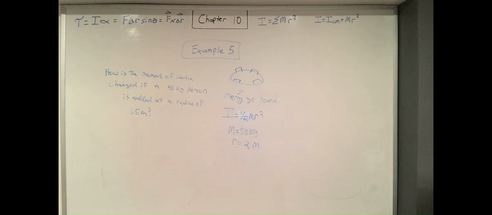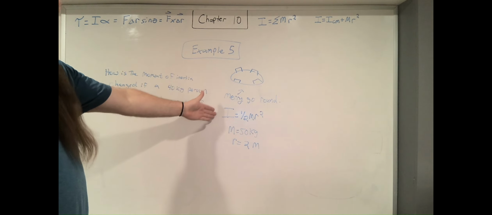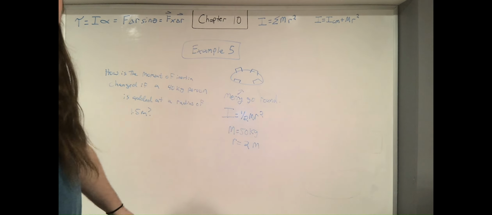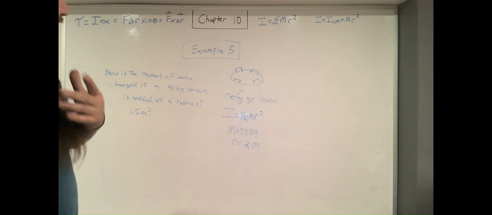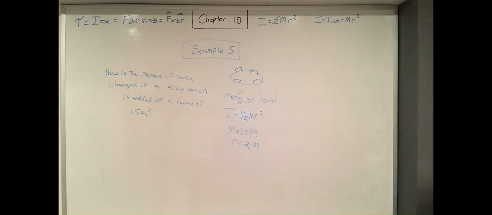So we'll pop in example 5 here as well. In this one, I want to use the parallel axis theorem, the change in moment of inertia. So let's say that you have something that already has a well-known moment of inertia, like a merry-go-round. That's my best drawing of a merry-go-round. Its moment of inertia is that of a solid disk, so it's 1/2 mr squared. The mass of the merry-go-round is simply 50 kilograms, and the radius is 2 meters.